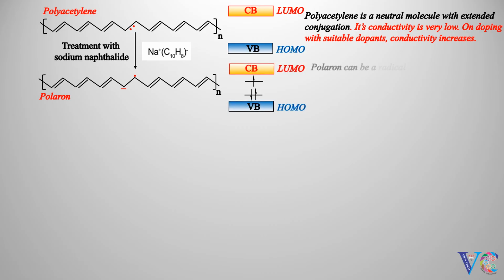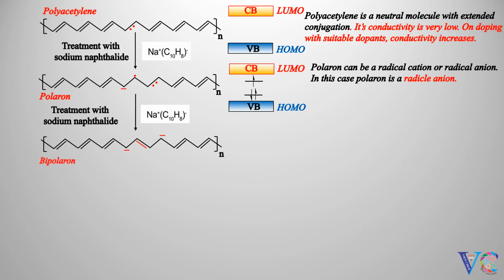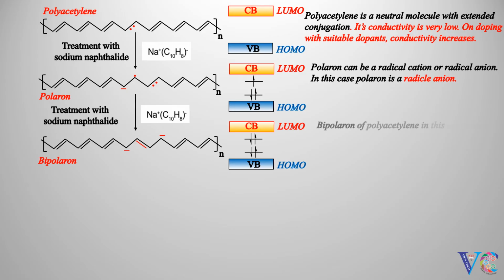Polarin can be a radical cation or radical anion. In this case, polarin is a radical anion. On treatment with sodium naphthalide, polarin converts to bipolarin. Bipolarin of polyacetylene, in this mechanism, contains two negative charges, that is, a dianion. Charge delocalization.